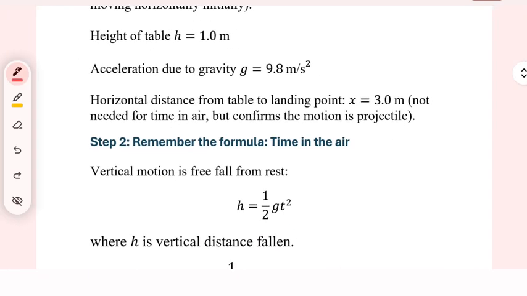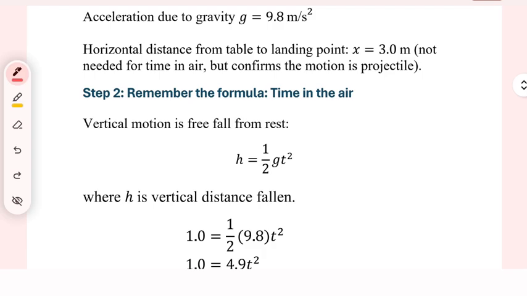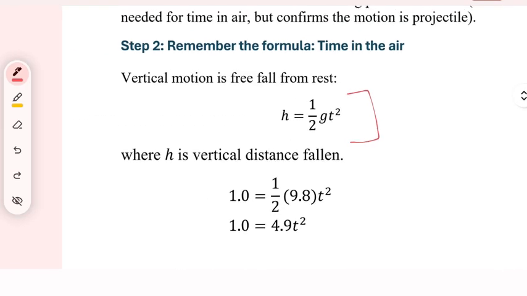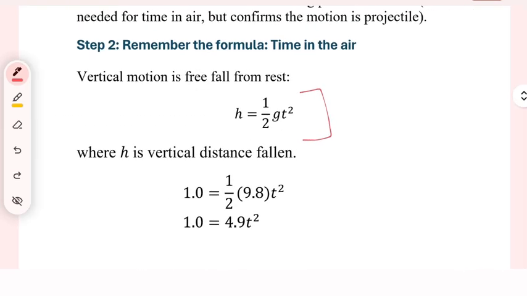So step 2 is to remember the formula for the time in the air. Try to remember the formulas which you have memorized for projectiles. This is one formula for the vertical motion for a free fall from rest. Maybe you can recall this formula: h is equal to 1/2 g t squared. That is the formula that we will use to solve for the time of the ball in the air. And of course, the h is the vertical distance that's fallen.